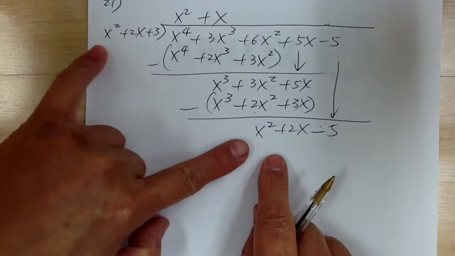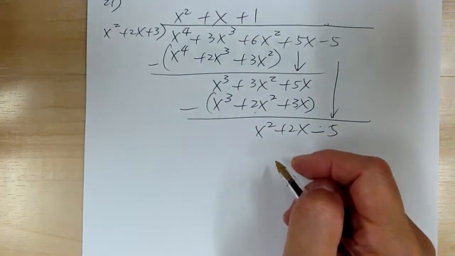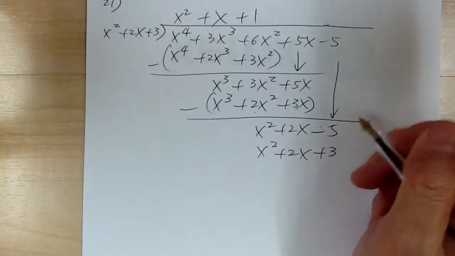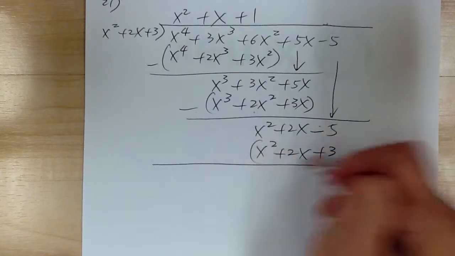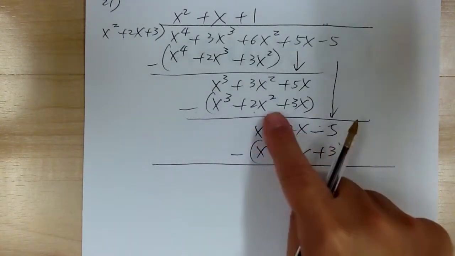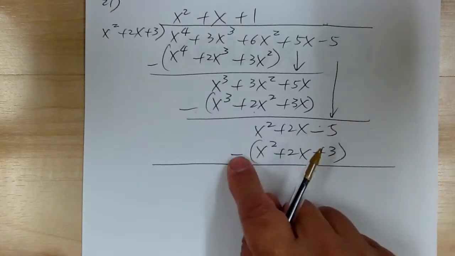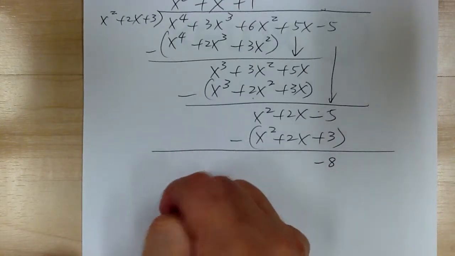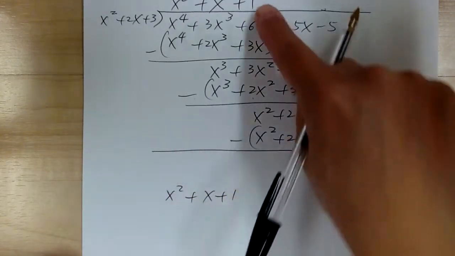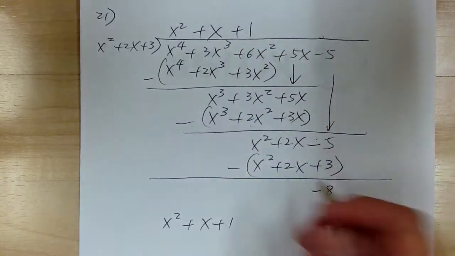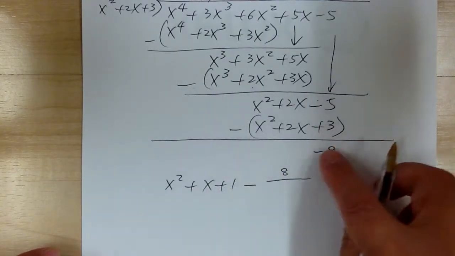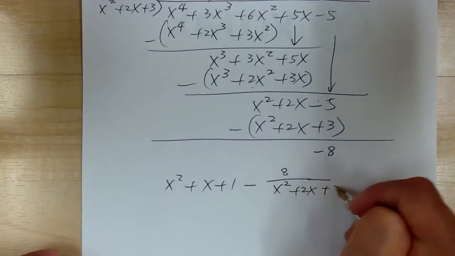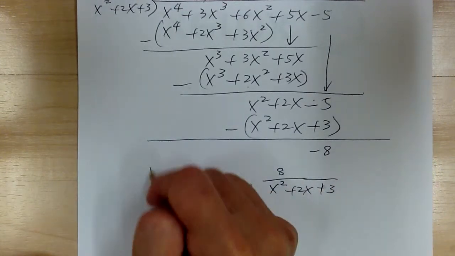Okay, so the next one you need to have is 1. So plus 1. So when you multiply, you get x squared plus 2x plus 3. Draw the line. Put in parentheses, subtract. So this cancels out, cancels out. Negative 5 minus 3 will give you negative 8. So your answer would be x squared plus x plus 1 from up here. And then you have minus 8, so minus 8 over x squared plus 2x plus 3. Okay? And this would be your answer.